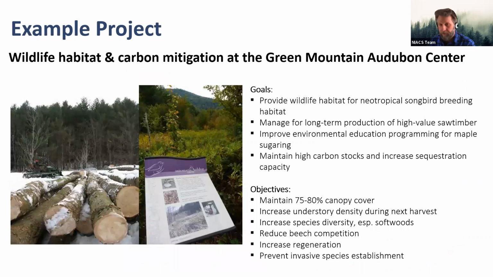So as you might have guessed, the Green Mountain Audubon Center in Audubon, Vermont is really focused on bird species habitat. And so one of the primary goals for this project, which was a revision of their 10-year management plan for the Green Mountain Audubon Center, was, at a high level, to provide wildlife habitat for neotropical songbirds.